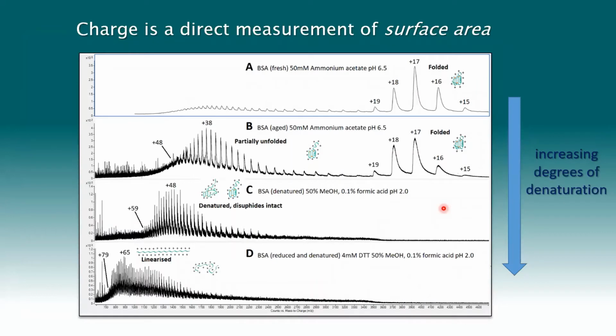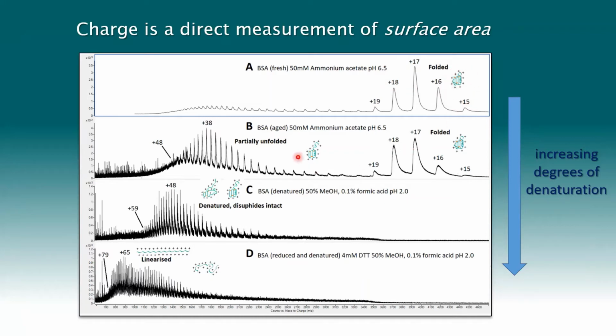So the charge, the electrospray charge on a protein is a direct measurement of its surface area. And I can illustrate this with a simple experiment with BSA. So this is BSA under native conditions, and this is a typical native ion distribution: low charge states, a few charges, a small number of peaks, and the protein is correctly folded.